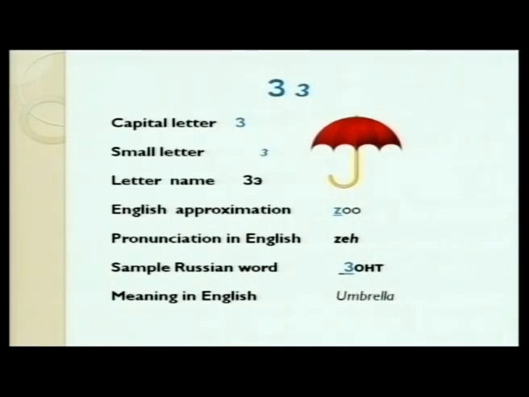The next letter is Z, like Z in zoo. An example in Russian would be zont. Zont, which means umbrella in English.